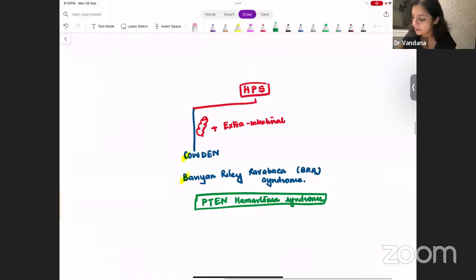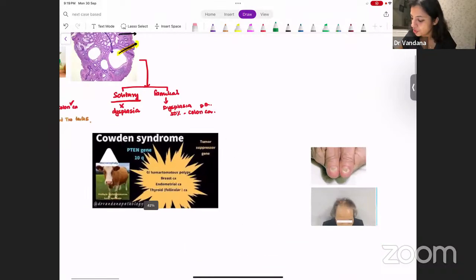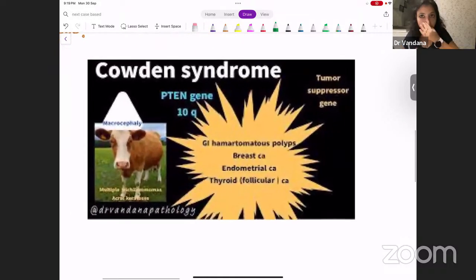So there was a post on my Instagram which I had posted, if you would have seen it. Cowden syndrome looks like a cow. What does this mean? What is a typical feature of a cow? A cow has hooves. So what is this? Acral hyperkeratosis. So the hands and feet become very, very thickened.